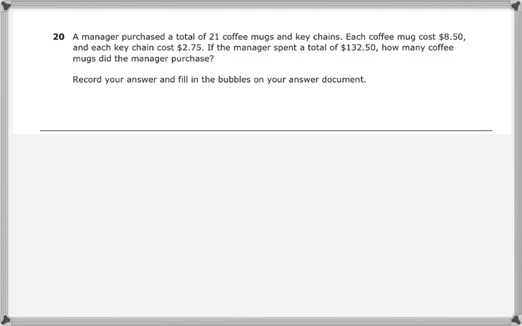Let's look at question number 20 from the May 2016 release of the Algebra 1 STAAR test. Let's go ahead and read the problem.